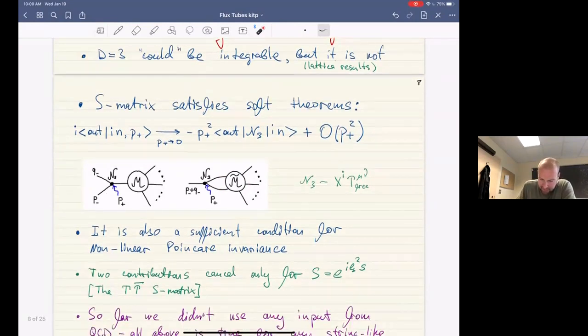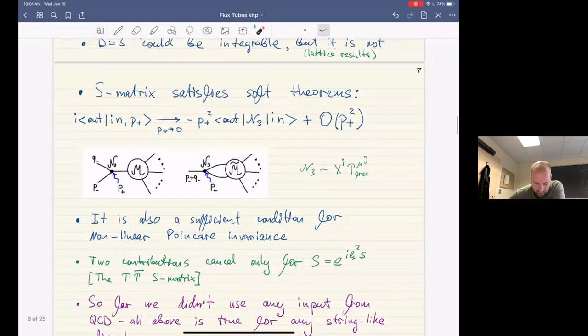So now, if the S-matrix satisfies the soft theorem, it is also a sufficient condition for nonlinear Poincaré realization. So if someone constructs an S-matrix that has this property, one can always write perturbatively a local action that would fully respect the Poincaré symmetry, and in particular the universal particle production is controlled by this soft theorem, and the two contributions cancel only for an S-matrix that is the e to the i TT-bar S-matrix. So this way one can prove that the only integrable S-matrix consistent with Poincaré invariance is the e to the i that is relevant for the three-dimensional thing.